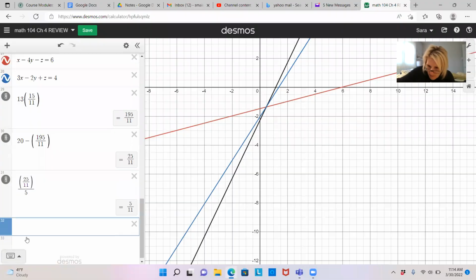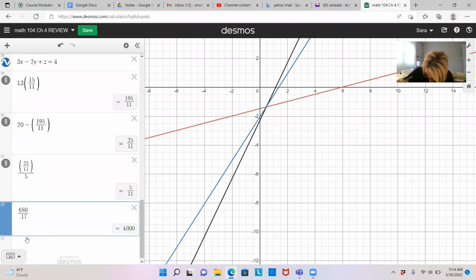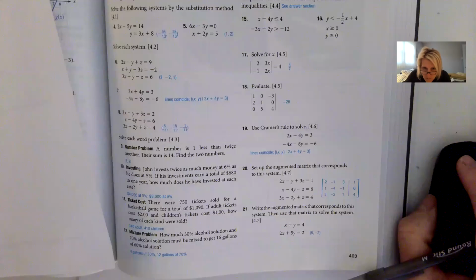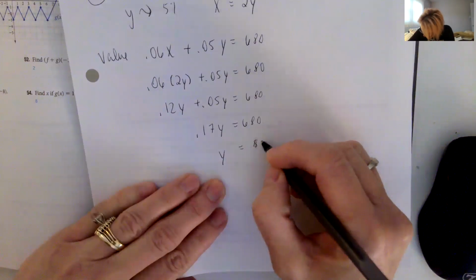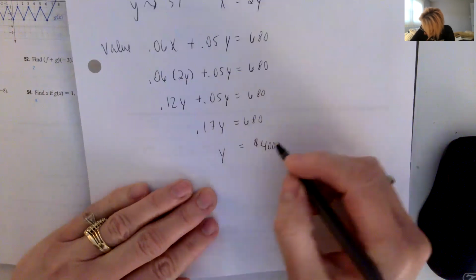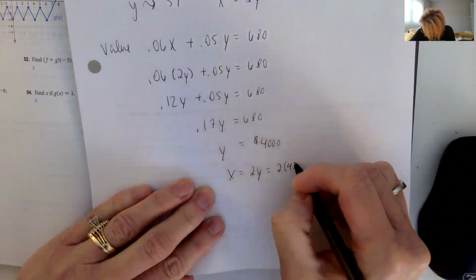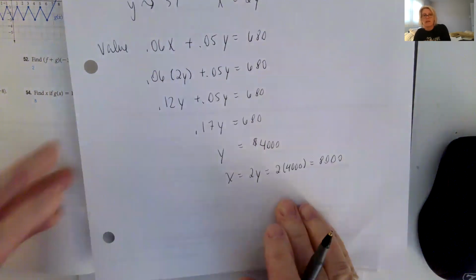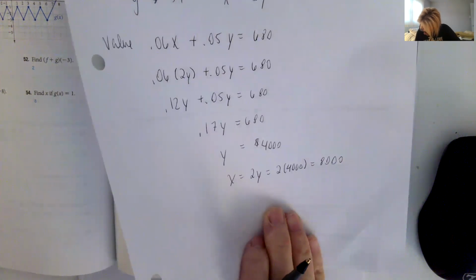And we can put in 680 divided by 0.17, and we get 4,000. So it looks like this is 4,000. And X is equal to 2Y. So we must have invested 8,000 into X. And that's what we did.